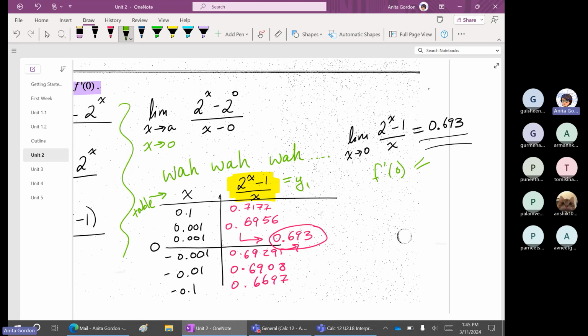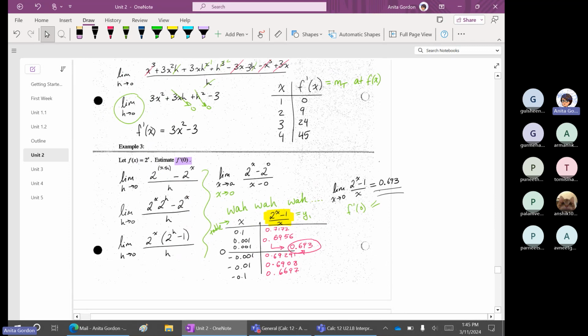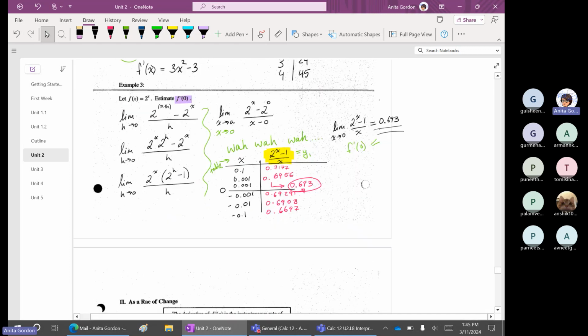Okay, so we have lots of different methods that we've learned in this unit. Pick one that you're comfortable with, and if it doesn't work, try another one. Okay?